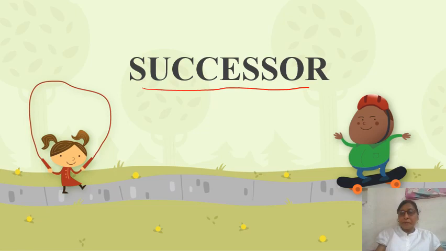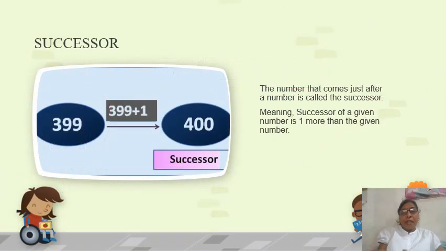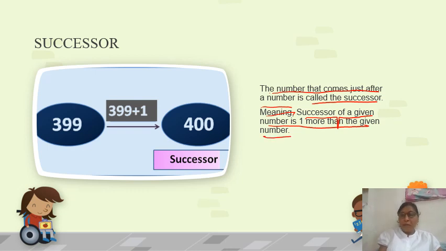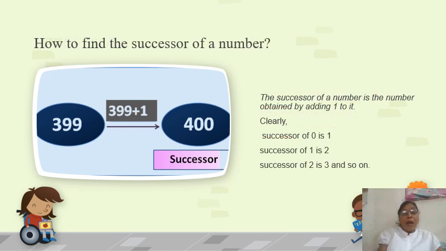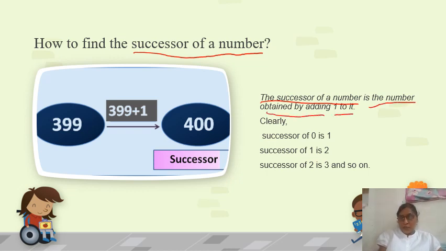Successor. The number that comes just after a number is called the successor, meaning the successor of a given number is one more than the given number. We learn how to find the successor of a number. The successor of a number is the number obtained by adding 1 to it.